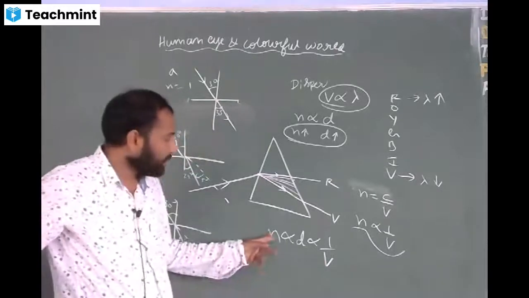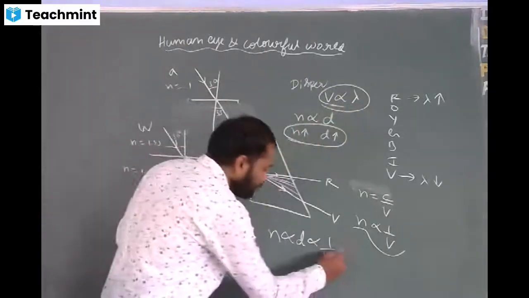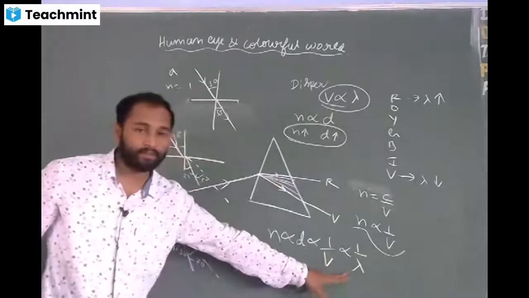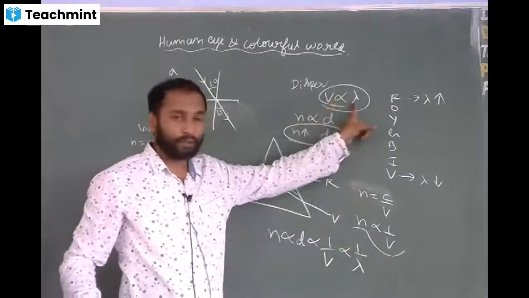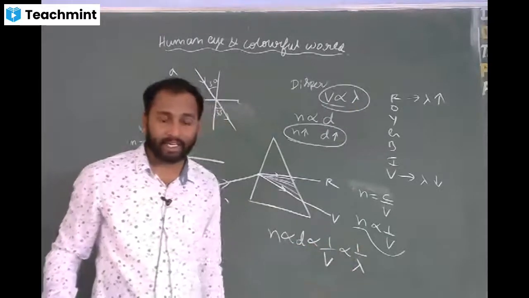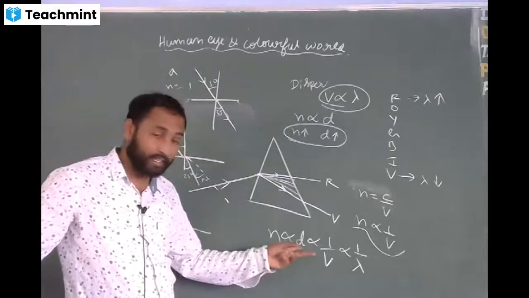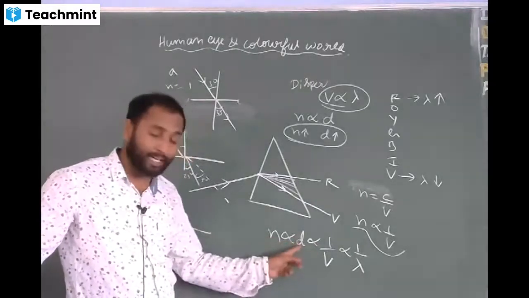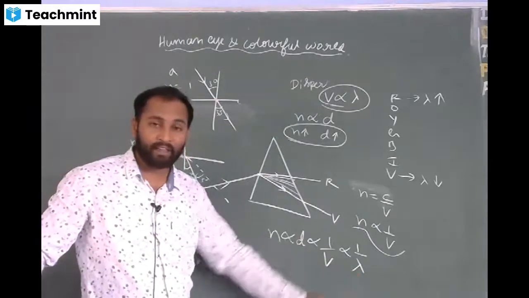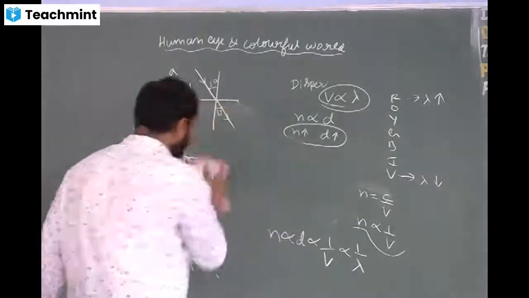So here, v is directly proportional to lambda. So I can say this is also inversely proportional to lambda. Understood? v is directly proportional to lambda, and here we have 1 by v, so it is directly proportional to 1 by lambda. So if refractive index is more, deviation will be more. If these two are more, speed of light will be less, and wavelength of light will be less. Now I will explain this with a diagram, see.